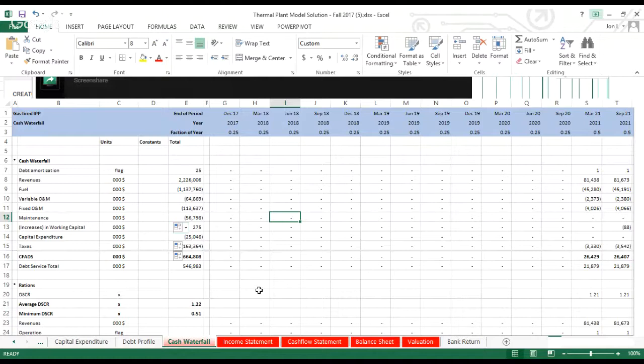And you get your interest expense from your debt profile. And then you net that all out and you end up with your taxable basis, which is your EBT, earnings before tax. And then your taxes are just 35% of your EBT. And then you get your net income. So when you see companies talk about earnings per share, it's basically your net income divided by the number of shares. So this is your net income, and this is the end of your income statement.